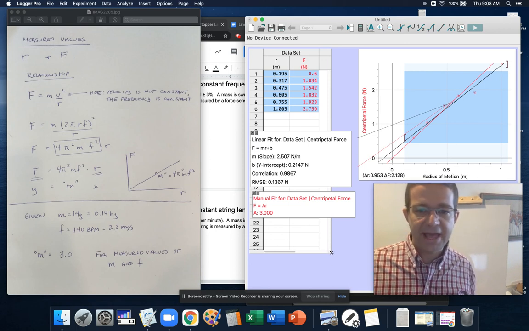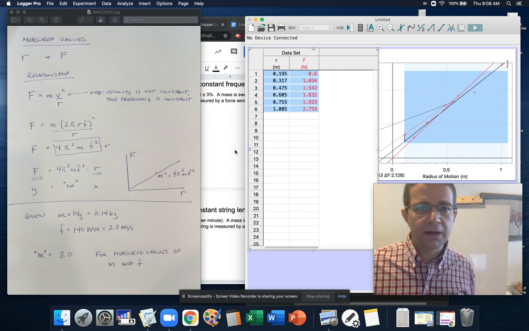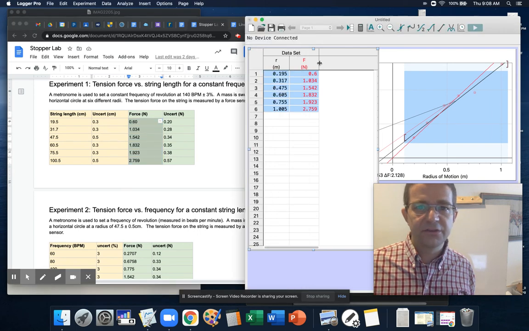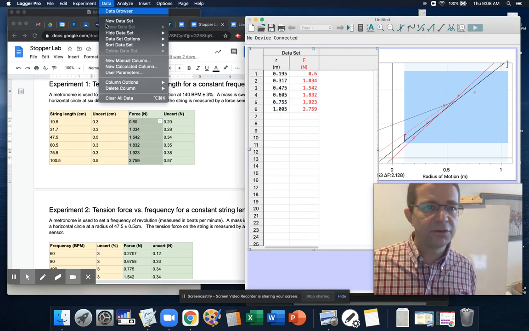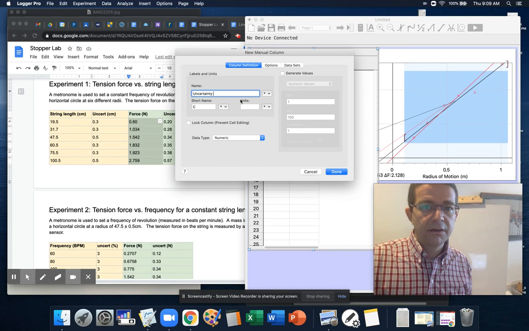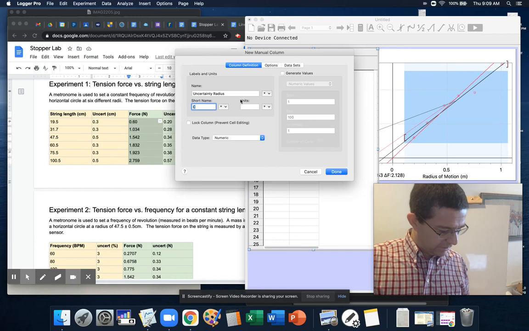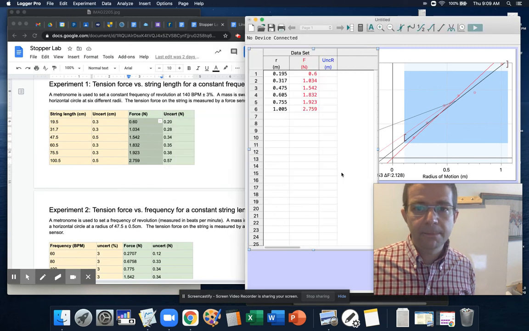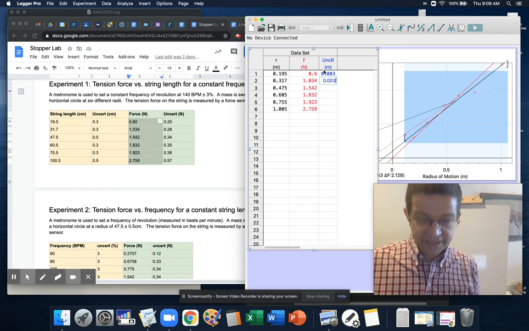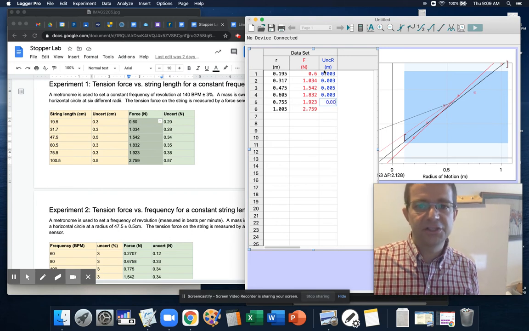In order to do that, we'll want to add a couple more columns here. So I'm going to go back to my data, and I see that I have uncertainties in centimeters for the radius. So I'm going to add a new manual column. I'll call this uncertainty R, or radius, UNC R, units of meters. And I'll put in those values, making sure that I convert them. They're a little bit different here, so I have to be careful. I can't just use a constant.